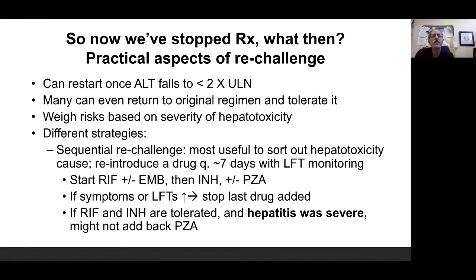And then you would add in isoniazid, and you may or may not add PZA back, depending on if they're doing fine on the other drugs and they had really bad hepatitis, you might choose not to do that. If while on this, they start to have symptoms again or increasing liver enzymes, you have to stop the last drug that was added.